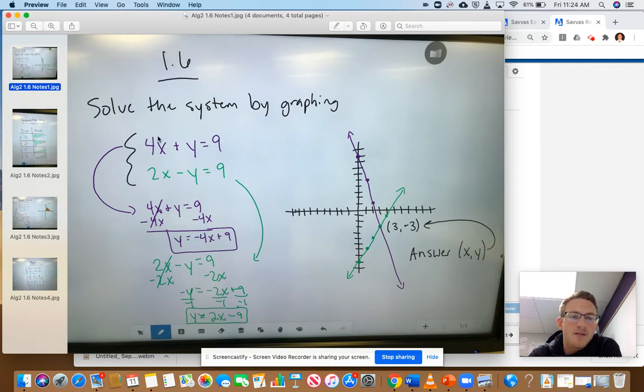Different than 1.5, we have two variables like we said, so we need both the x value and the y value for our answer.